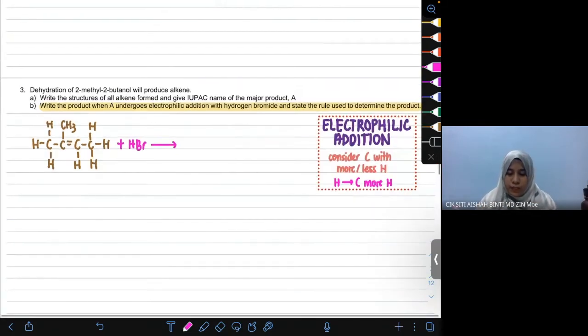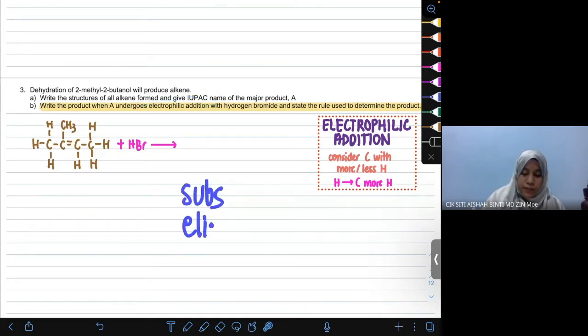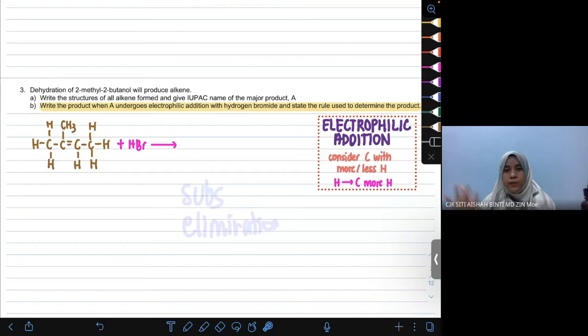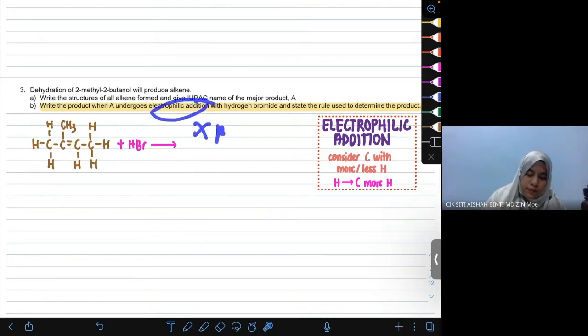Okay, so for the electrophilic addition, okay, selalunya kan kita dah belajar yang substitution dengan elimination ada major dengan minor kan. This one pun sebenarnya ada juga tapi for our syllabus tak ada consider major minor. Electrophilic addition, no major minor. Kita just follow the rule that for the alkene we have to consider which carbon has more or less hydrogen.